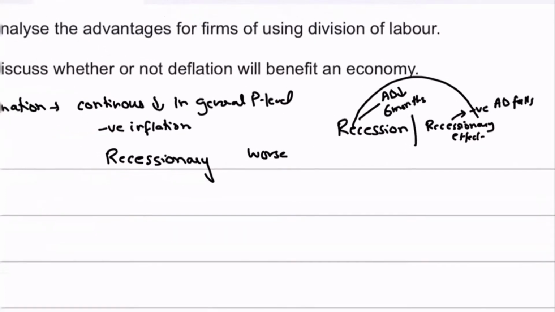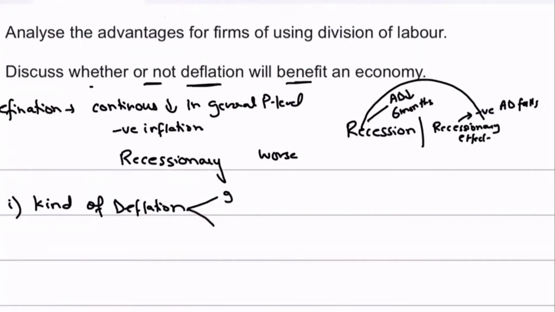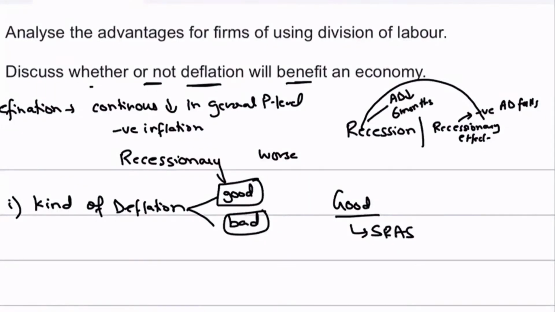So now the question obviously says whether the deflation will benefit an economy. So you will say that whether the deflation will actually benefit an economy or not depends upon the kind of deflation, right? So if it's good deflation, it is obviously beneficial for the economy. If it's bad deflation, obviously it's not beneficial for the economy. So the kind of deflation is what determines whether the deflation will be beneficial or not. And then you'll go on by saying what is good deflation. You'll say, good deflation occurs when your short-run aggregate supply shifts to the right.